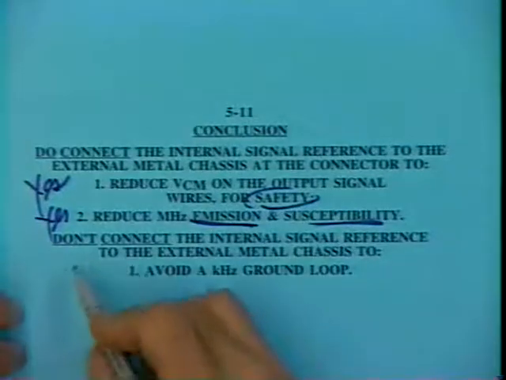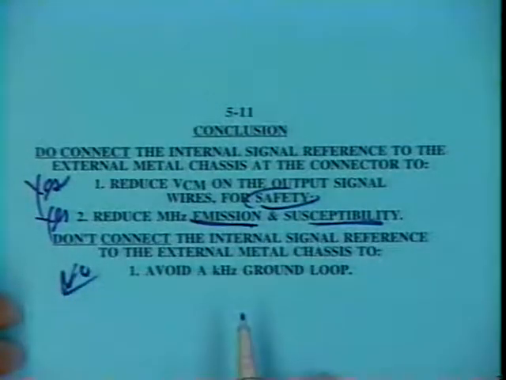But we don't want to make the connection if we're concerned about a low-frequency, low-level ground loop problem. Then we would avoid the connection, at least at low frequency. Maybe we don't have to avoid it at high frequency, so we can have our cake and eat it too. We can have the ground loop avoided because we have a capacitive tie to ground rather than a conductive tie to ground.